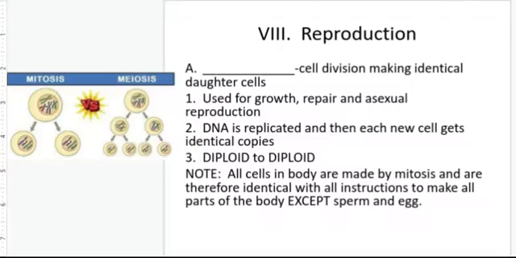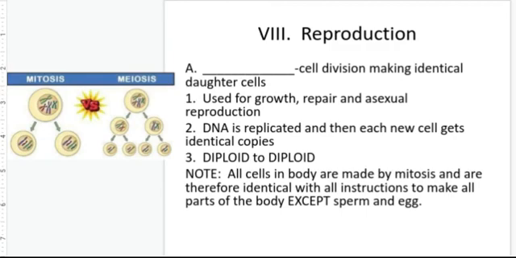Okay, now we're going to review cell division, reproduction of cells. There's really two kinds of cell division: mitosis and meiosis. If you'll recall, mitosis starts with one cell and ends with two. It's used for growing. It's used for asexual reproduction. It's used for repair of tissue.